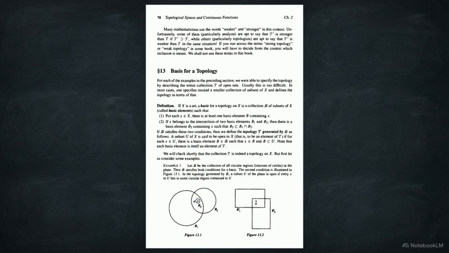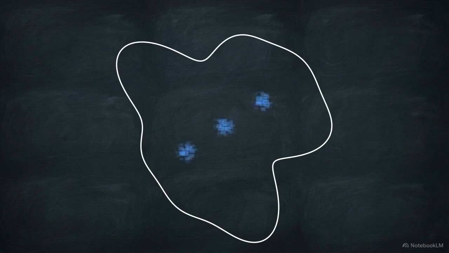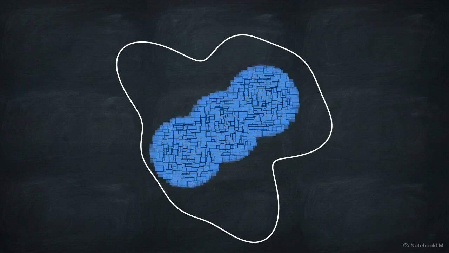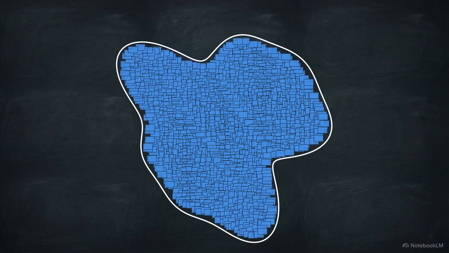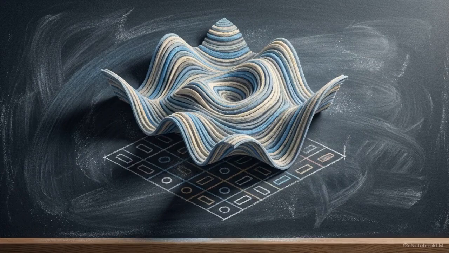Contrast the circular basis with this diagram of a rectangular basis. Rectangles with sides parallel to the coordinate axes offer a massive architectural shortcut. Their intersection naturally forms a perfect rectangle. This renders the complex second basis condition completely trivial. This operational mechanic is summarized by Lemma 13.1. Every single open set in a topological space is simply a union of these chosen basis elements. Choosing the right basis optimizes the logical engine that generates the space, saving vast amounts of computational and theoretical effort.